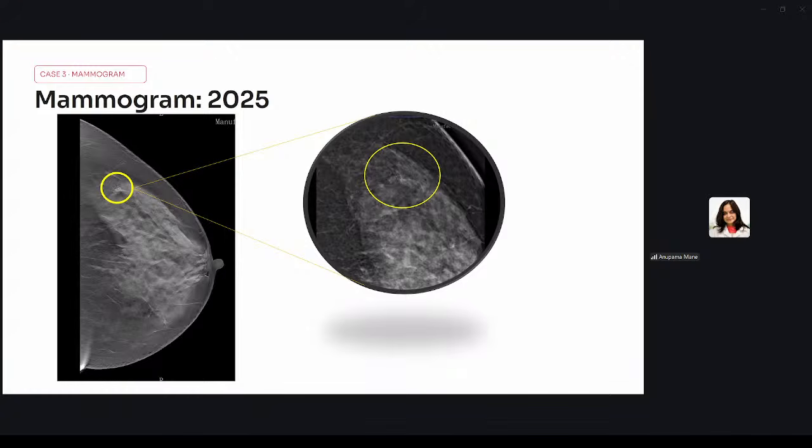Neeta, ma'am? Vaishali? Yeah, Anupa. Yes. The last case, actually, I didn't hear the first one, so can't say.